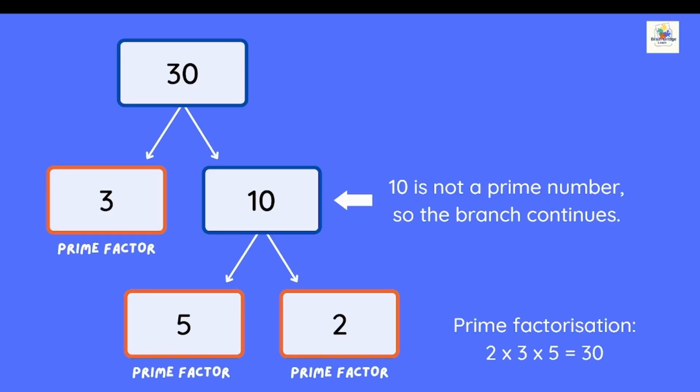Next we have 30. So 30 comes 3 and 10. Here 3 is a prime factor while 10 is not. So we will continue the branches. So it will come 5 and 2, which both are prime factors. So the prime factorization resolves as 2, 3, 5 equals 30.